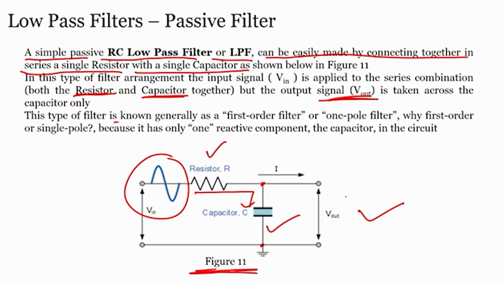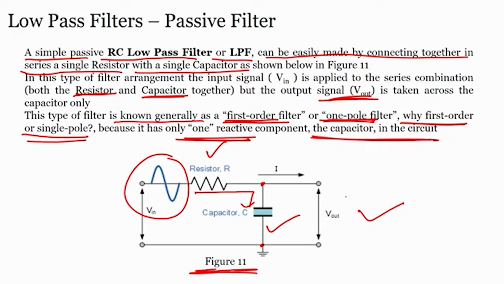This type of filter is generally known as a first order filter or one pole filter. There are second order filters as well, and multi-pole filters, 2 pole filter, 3 pole filter. So, why is it called first order or single pole? Because it has only one reactive component, the capacitor in the circuit. What is the reactive component in this circuit? Only the capacitor, that is why it is a one pole filter or first order filter.